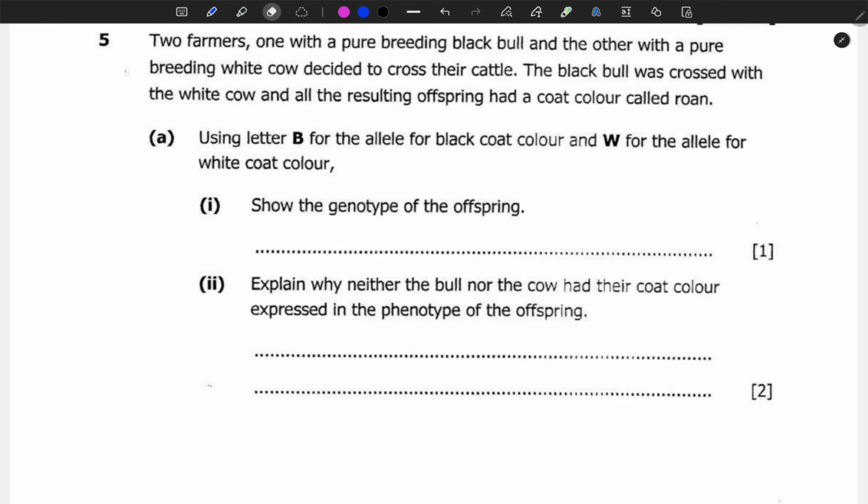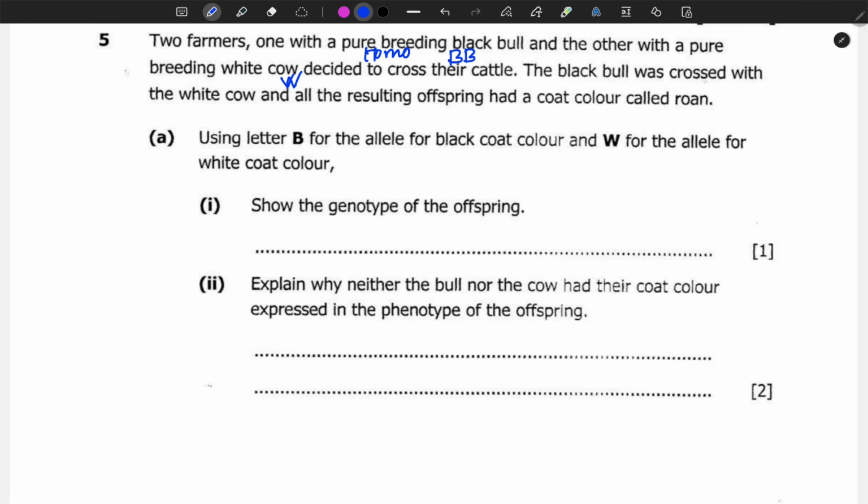Okay, so let's have another one with colors, but this time there is a new term that we are going to discuss. Two farmers, one with a pure breeding black bull and the other with a pure breeding white cow. Remember, pure simply means homo, same letters. Even the white cow is homo. So for the black bull we are going to have capital B, another capital B. Then for white, it's pure. For this one, we don't know whether we are going to use a capital letter or small letter. What we need is to understand the nature of their offspring.